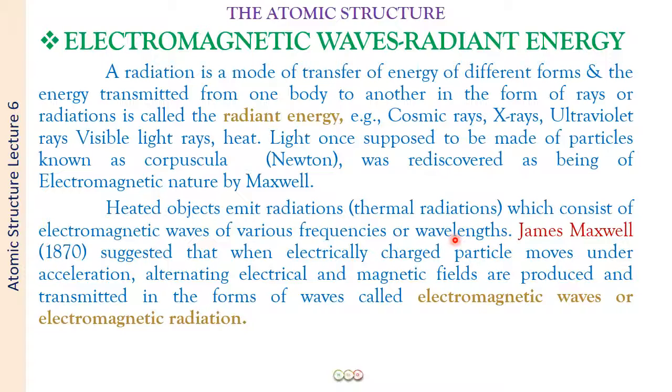And then the second source is electrically charged particles moving under acceleration, just like we saw in the case of the electron. James Maxwell suggested that when electrically charged particles move under acceleration, alternating electrical and magnetic fields are produced and transmitted in the form of waves. And these waves we call electromagnetic waves because they are in the form of waves and have electrical as well as magnetic fields. So I hope the definition of electromagnetic waves or electromagnetic radiation is clear to you all.